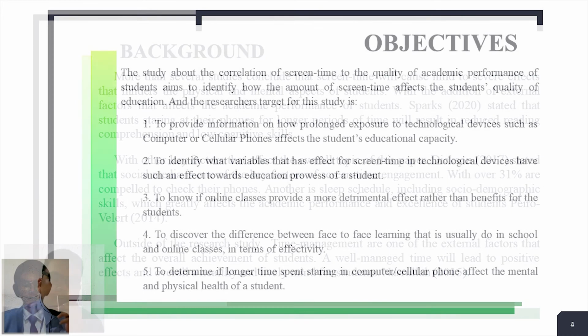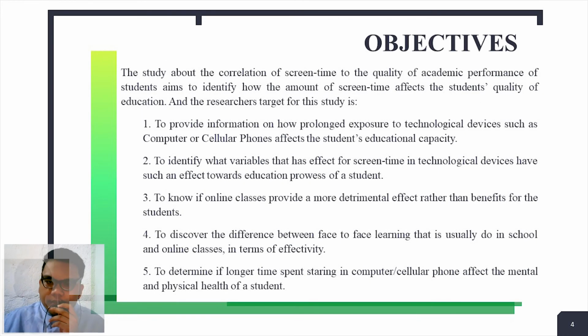For today, I will be the one discussing the objectives of the paper. The researchers aim to find the correlation of screen time to the quality of academic performance of students, and to identify how the amount of screen time affects the students' quality of education. Through this research, the researchers have 5 objectives that they must achieve in this study.